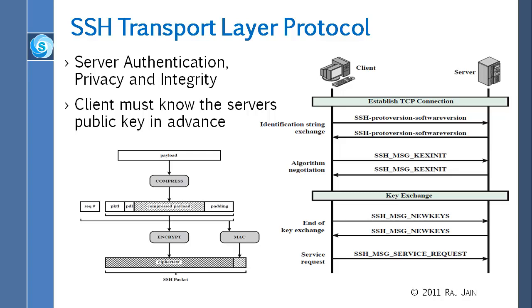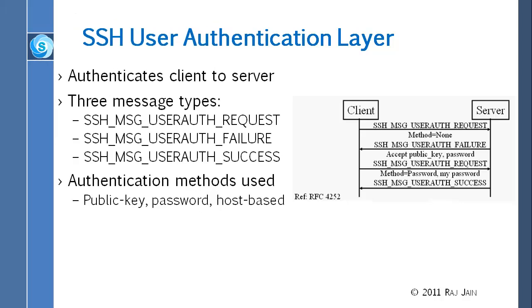The second thing is the authentication protocol, which is very similar to TLS, though slightly different. Basically the client says to the server, I want to authenticate, but I don't know what method to use. And so the server says, you are not authenticated, but I can accept the public key or password. It gives options of two methods. Then the client says, okay, here is my password, and I am selecting the method of password. And then the server says, okay, success. So there are 3 messages in this protocol: request, failure, and success.